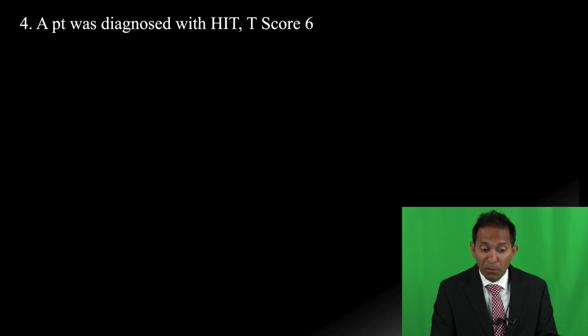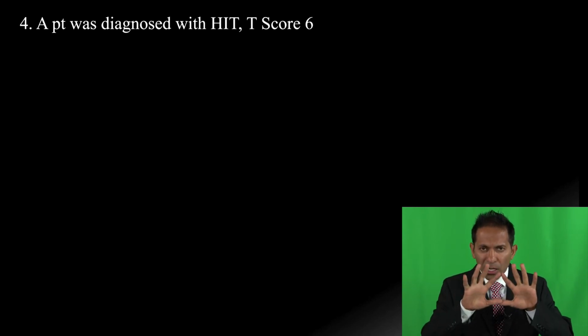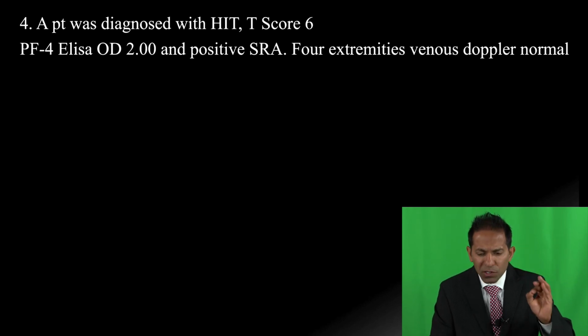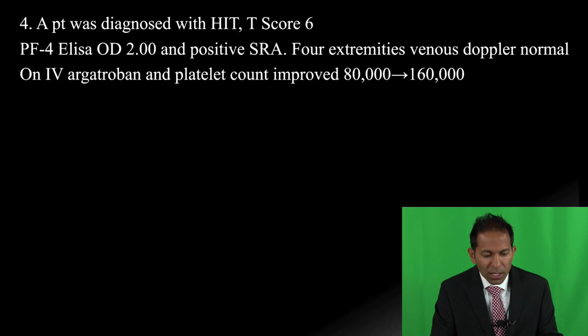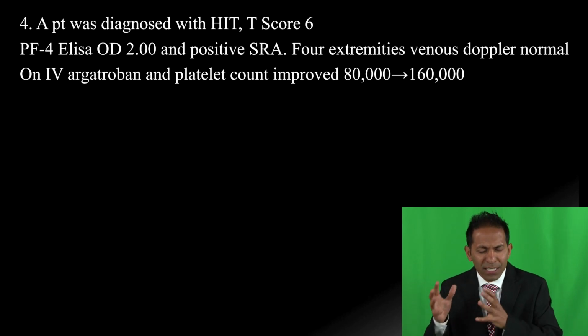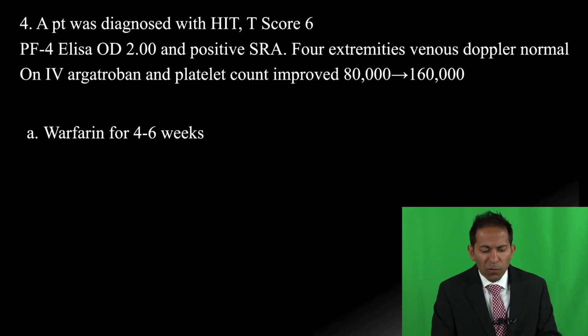So let's do question number 4. A patient was diagnosed with HIT. Patient has a confirmed HIT. T-score is 6. Patient ELISA optical density is 2.0, which is pretty high. Patient has a positive serotonin release assay. 4 extremity venous Doppler normal. Patient is on IV ergotamine. Platelet count has improved from 80,000 to 160,000. What would you do for this patient?